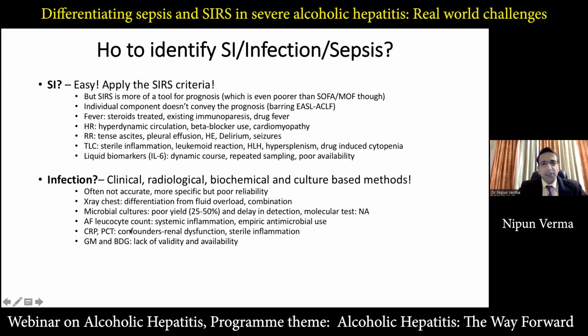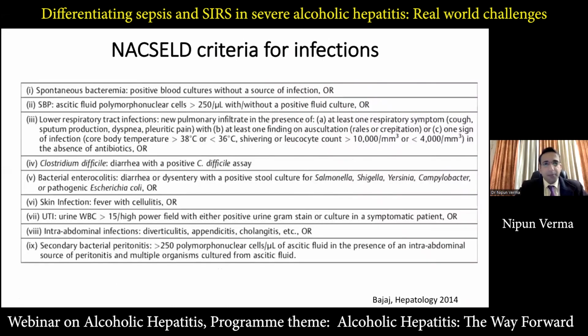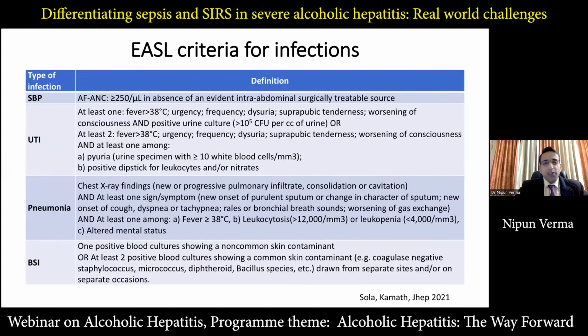How to diagnose infections? As of today, we have clinical, radiological, biochemical and culture-based methods, but these are often inaccurate, and we need biomarkers for identification. The definition of sepsis includes worsening of SOFA scores, which we can use, but the presence of ACLF per se because of alcoholic hepatitis will lead to a lot of confusion. We have different defining criteria for infection by the NACSELD group as well as the EASL group. They are easily applicable, and they include clinical, radiological, as well as microbiological criteria.